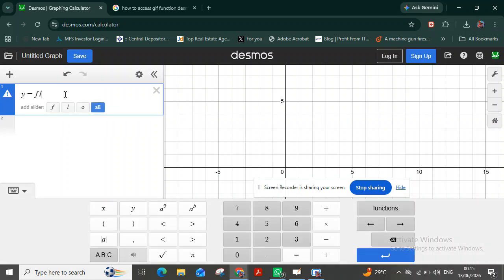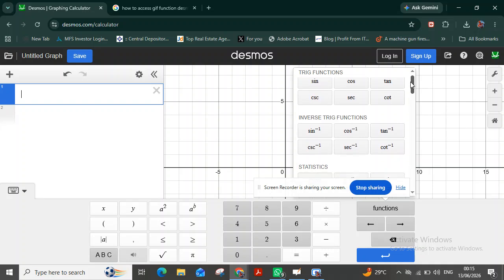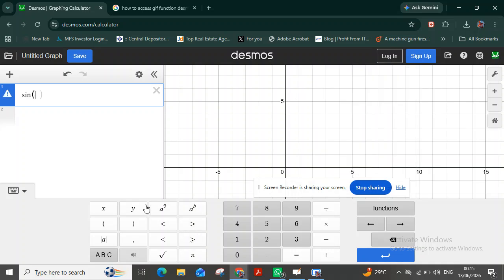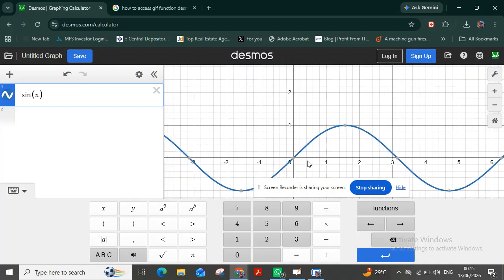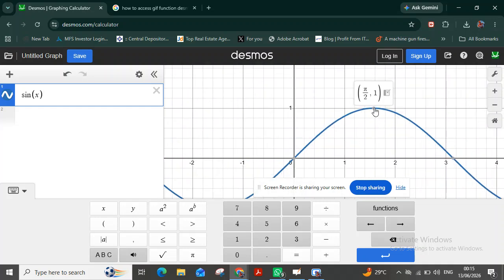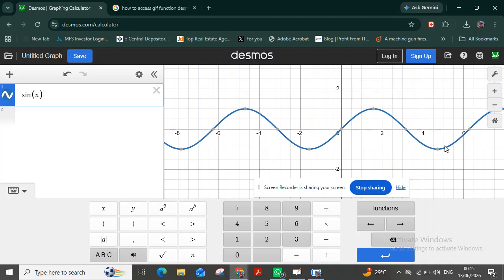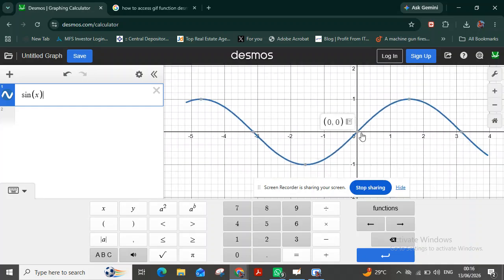Now let us discover some more graphs. For example, sin x. Sin x is a graph whose period is 2 pi. The maximum of sin x is 1 and the minimum of sin x is minus 1, and this graph will go to infinity.